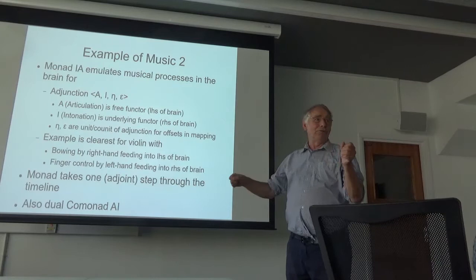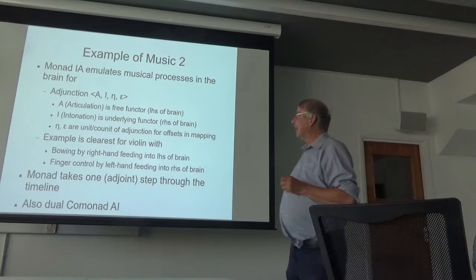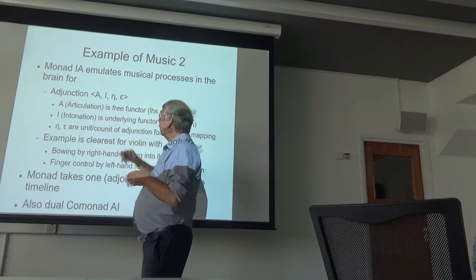If you're on the wrong string, it will not be right. But assume that you're on the right string. That is selecting things like that. So for this monad, which goes from one timeline to another, we represented articulation and intonation.